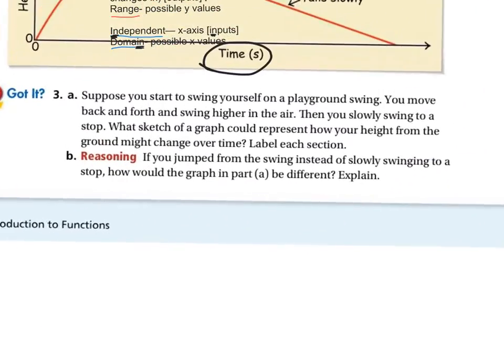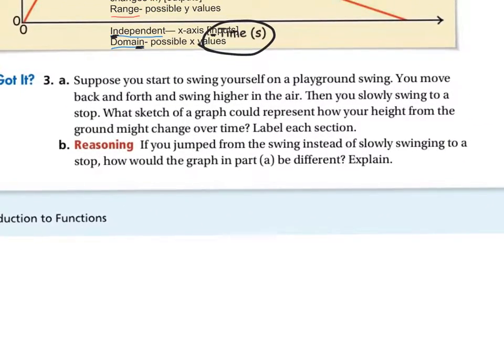So the got it says, suppose you start to swing yourself on a playground swing. You move back and forth to swing higher in the air, then you slowly swing to a stop. What sketch of a graph could represent how your height from the ground might change over time? Label each section.